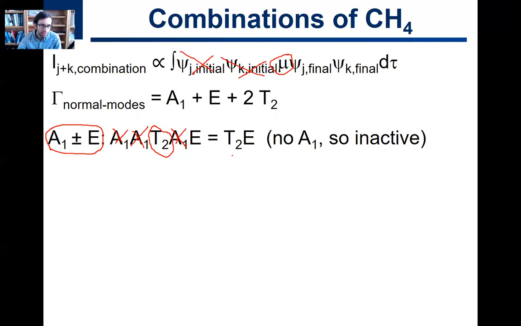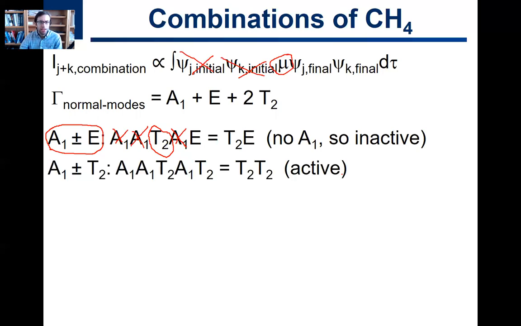So T2 times E, I don't know what that is off the top of my head, but it doesn't matter, because I know it's not something times itself. And if it's not something times itself, it doesn't have any A1 in it. That comes again from the product table. Go back to chapter 2, last lecture, if you're worried about that. So that tells us that the A1 plus or minus the E combination has 0 probability of happening. Symmetry forbidden.